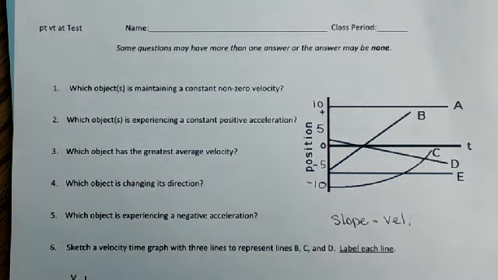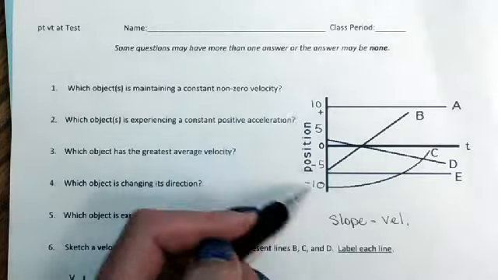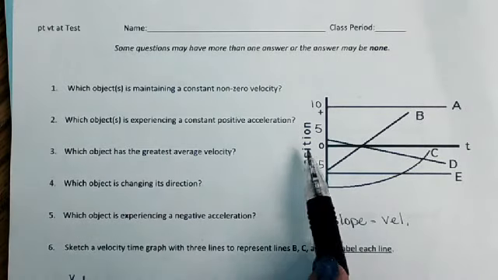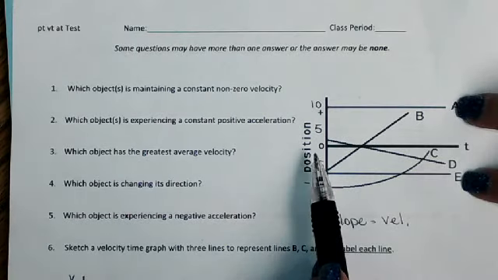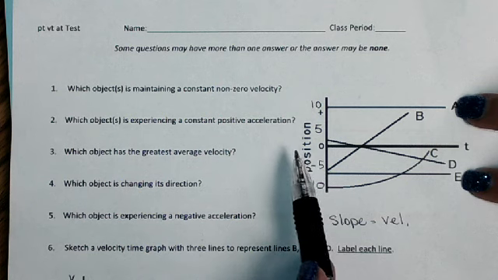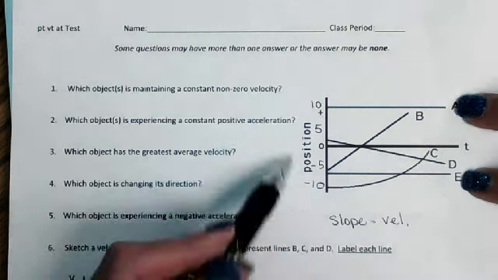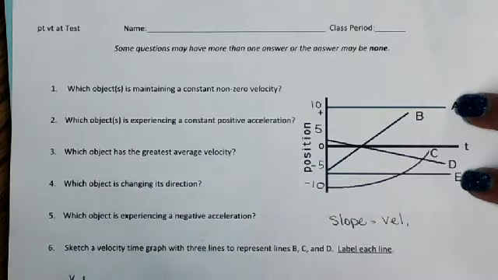Okay, so don't get this confused with velocity. If this were velocity, A and E would not be at rest. They would have a constant velocity. But it's not velocity, it's position. So don't get your position and velocity axis mixed up.